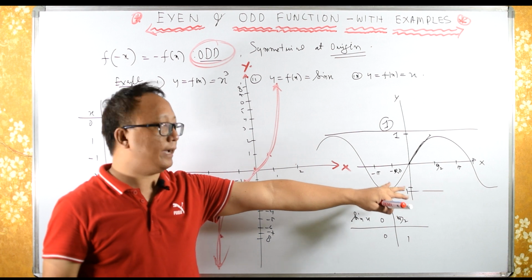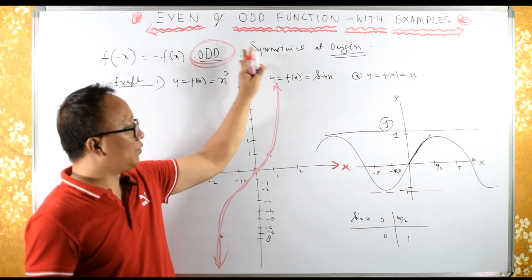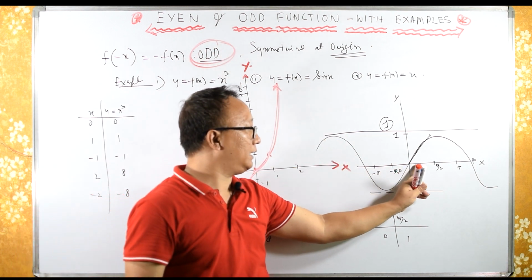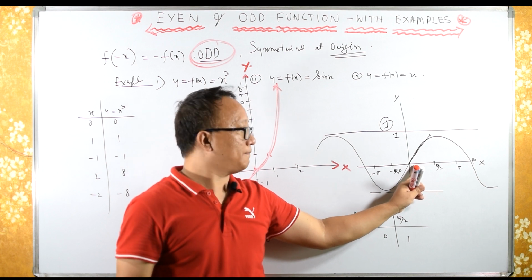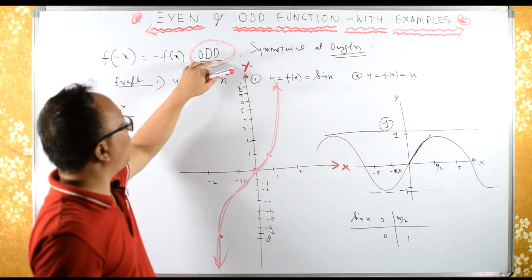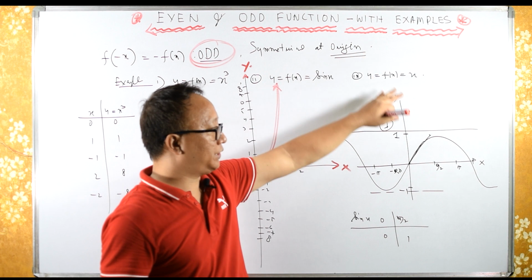Why am I drawing this? Because sin x is an odd function, and you can see over here this is symmetrical about the origin. Therefore, all odd functions are symmetrical about the origin. You can check over here.